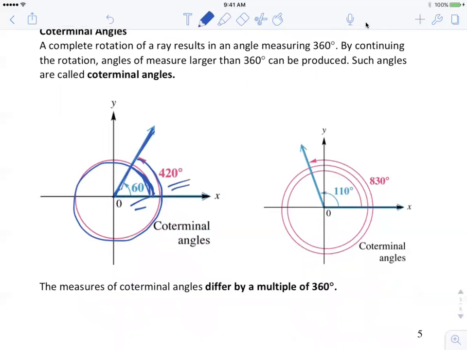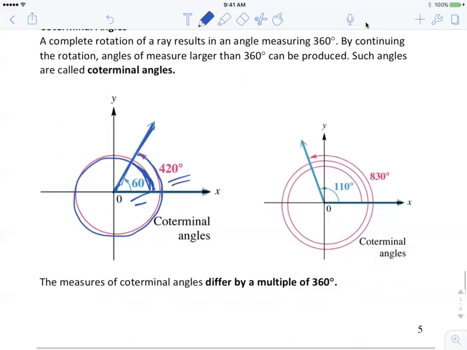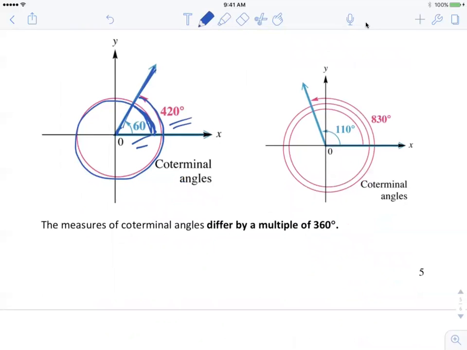So it'll be helpful to know how to find coterminal angles. That's what we're going to practice with next, okay? But in general, coterminal angles differ by a multiple of 360 degrees, right? So differ means, okay, 420 minus 60, that's 360. 830 minus 110 is 720, which is a multiple of 360. It's 2 times 360. That's 2 extra rotations.